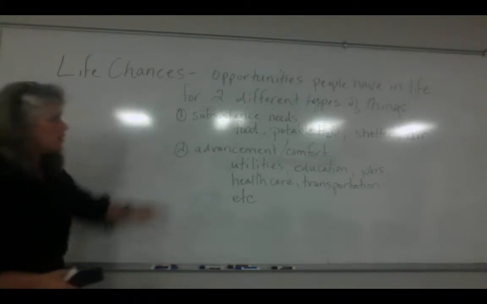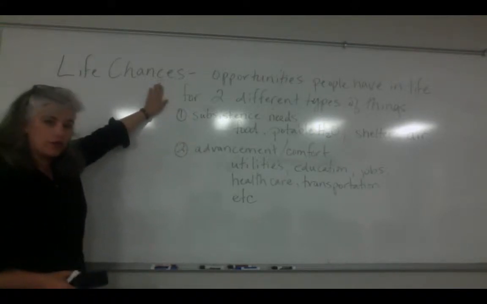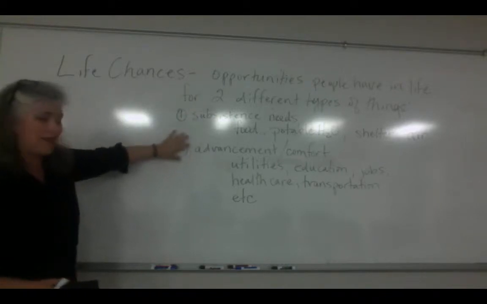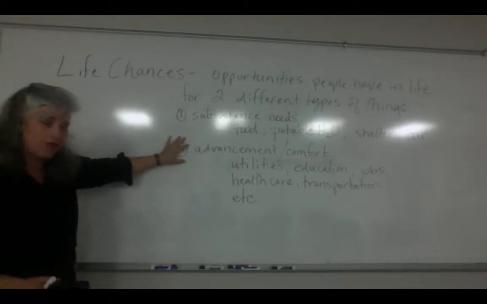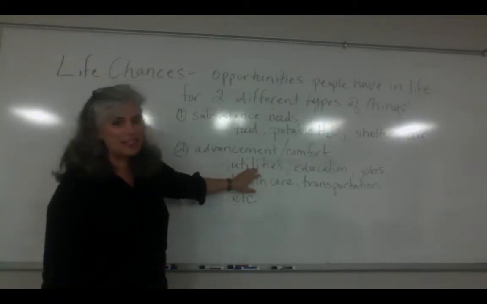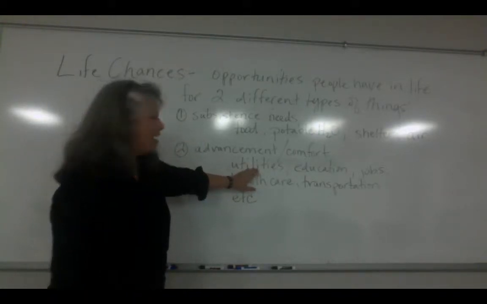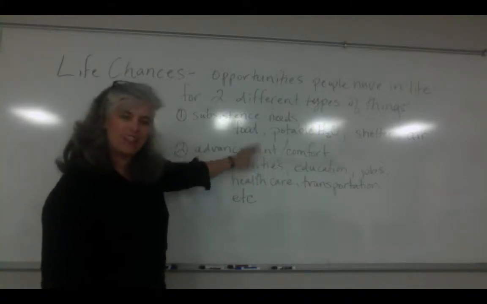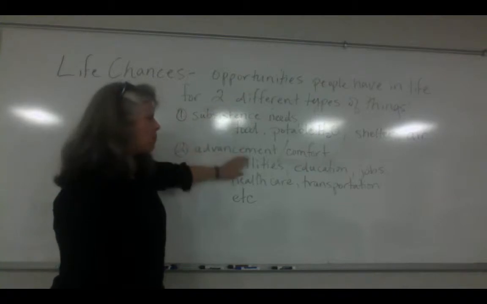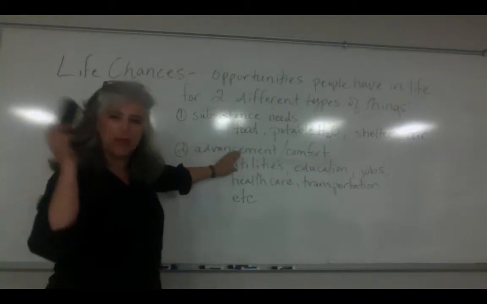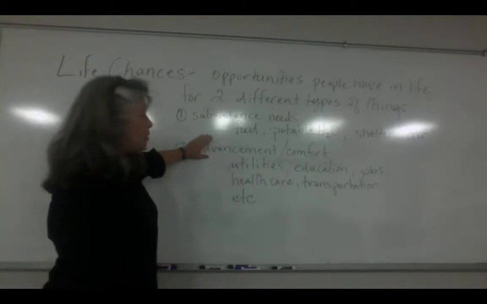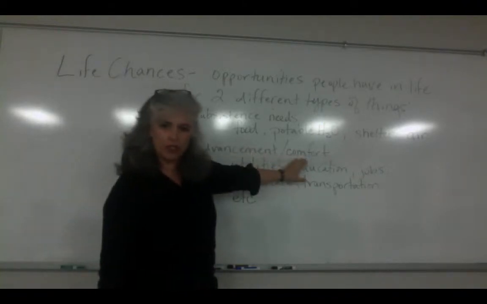Okay, so subsistence is only one part of life chances. The second part is opportunities for advancement or comfort in life. It sure is nice to have running water and heat and air conditioning and electricity, and it's wonderful to have that, but it's not necessary to have that just for basic subsistence. It makes life easier. It gives you better mental and physical well-being if you have these kinds of things. So that contributes to your advancement and your comfort.